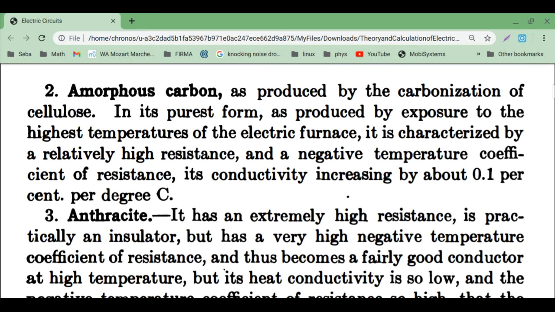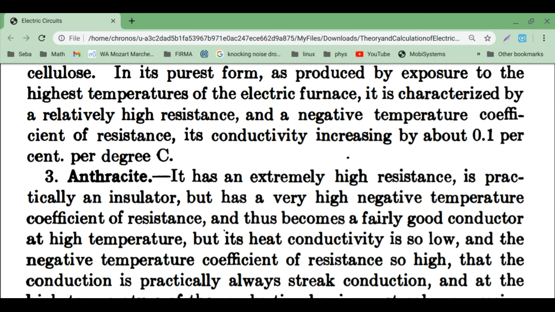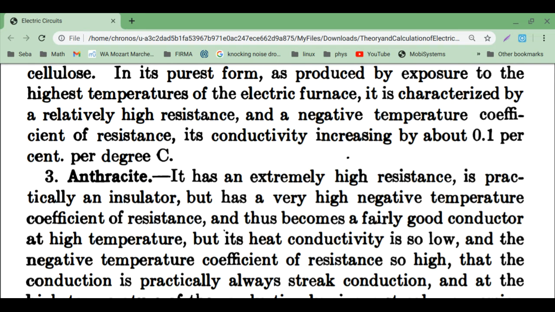Number two, amorphous carbon, is produced by the carbonization of cellulose in its purest form, as produced by exposure to the highest temperatures of the electric furnace. It is characterized by a relatively high resistance and a negative temperature coefficient of resistance, its conductivity increasing by about 0.1% per degree.